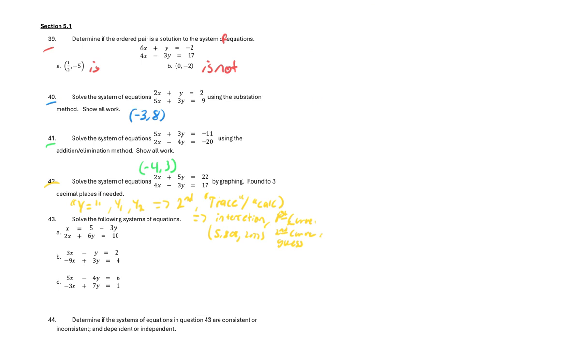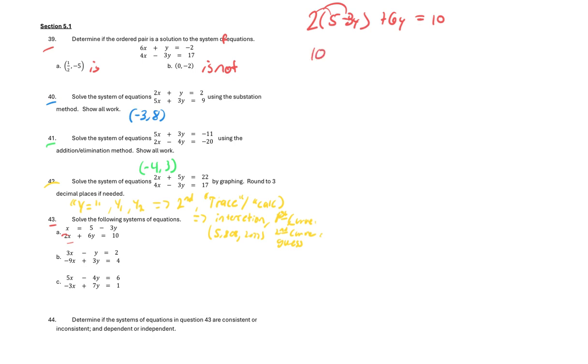All right, 43. Solve the following system of equations. We can do this in any way that we want. So this first one is set up really nicely for substitution for the x. So we'll substitute this first one into the second one. So 2 times whatever our x equals, so 5 minus 3y, plus 6y is equal to 10.